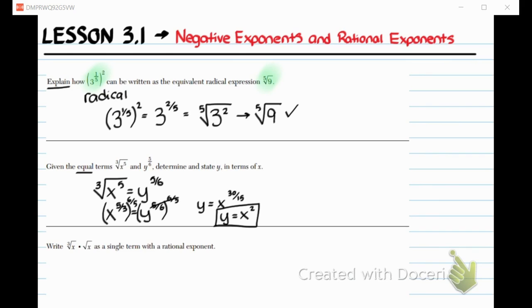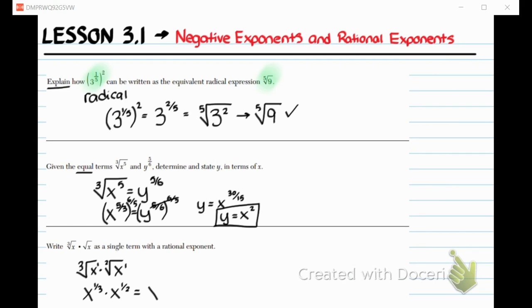And last but not least, they say write the cube root of x times the square root of x as a single term with a rational exponent. So I cannot multiply these two because they're different roots. I would have to change them into rational exponents. This one would become power over root, which is 1 over 3. This one, power is 1, the root is 2, so x to the 1/2. Now that they have the same base, I can multiply.